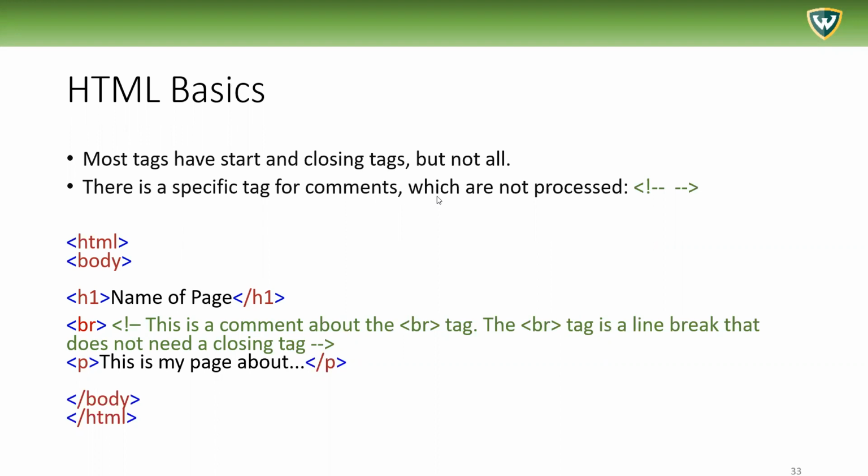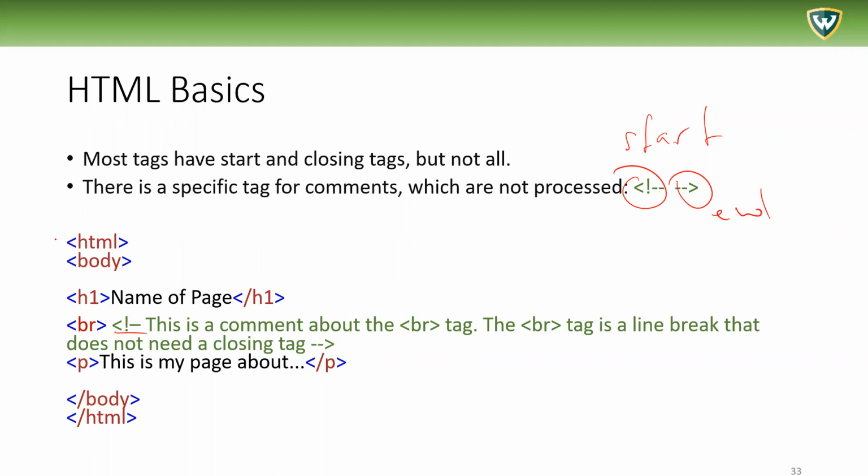There's a specific tag for comments, which are not processed. So you can add comments in the code and it looks like this. This is the start and this is the end. You have to identify the start and the end. So if you see here, this is the comment. It's almost like 4 characters, kind of long: less-than, exclamation, dash, dash, and then this other way at the end. So this is a comment about the BR tag. The BR tag is a line break that does not need a closing tag. And also this comment does not get processed.